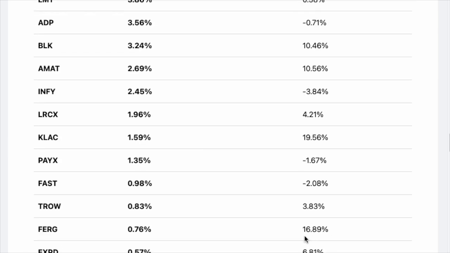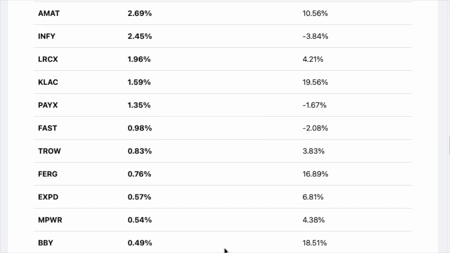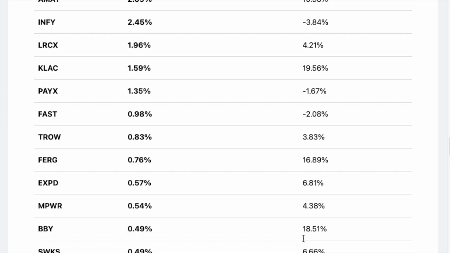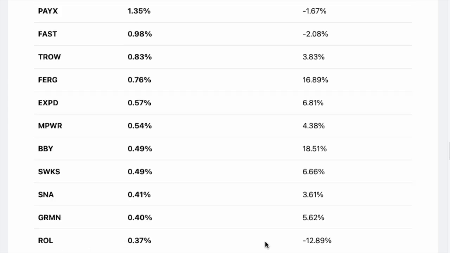Ferguson plc, the best performer in December, is up 16.89% over November and December. We also have a pretty sizable gain from Best Buy that is up 18.51%. And the worst stock in the portfolio in terms of total loss is Rollins that is down 12.89%. But it also happens to be the smallest position and started with an allocation of just 0.37%, so it doesn't play a major role on the overall portfolio return.